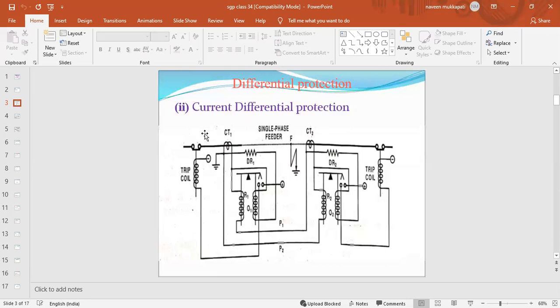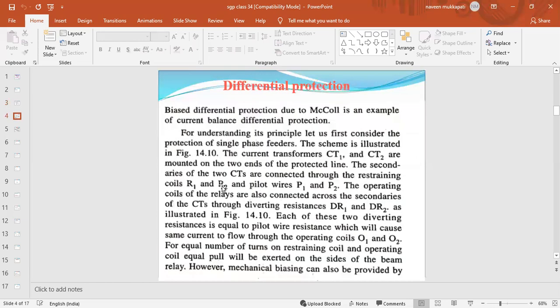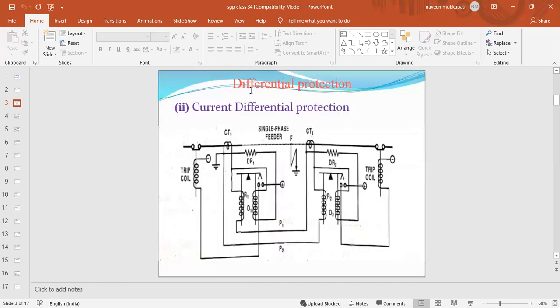That differential current flows through the operating coils, so the torque obtained in the operating coil is more than in the restraining coil. Therefore, there is a tripping command to the circuit breaker in that situation. That is the current differential protection of a feeder line.